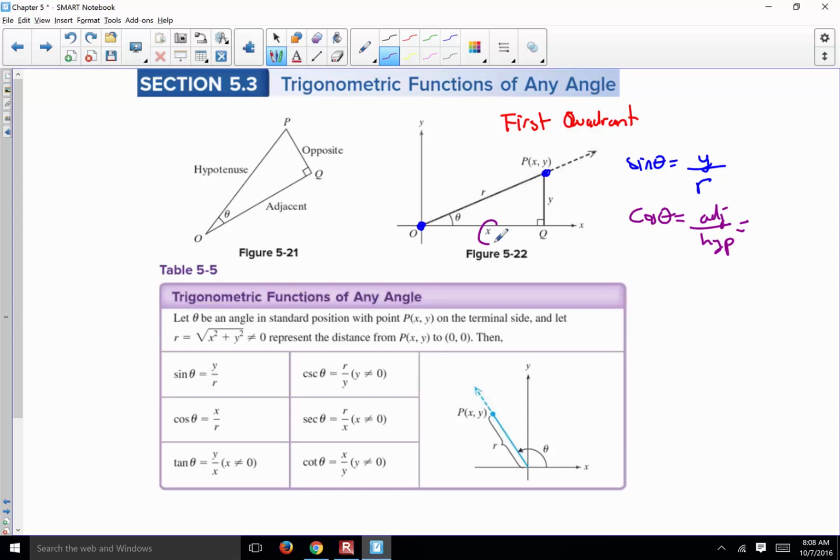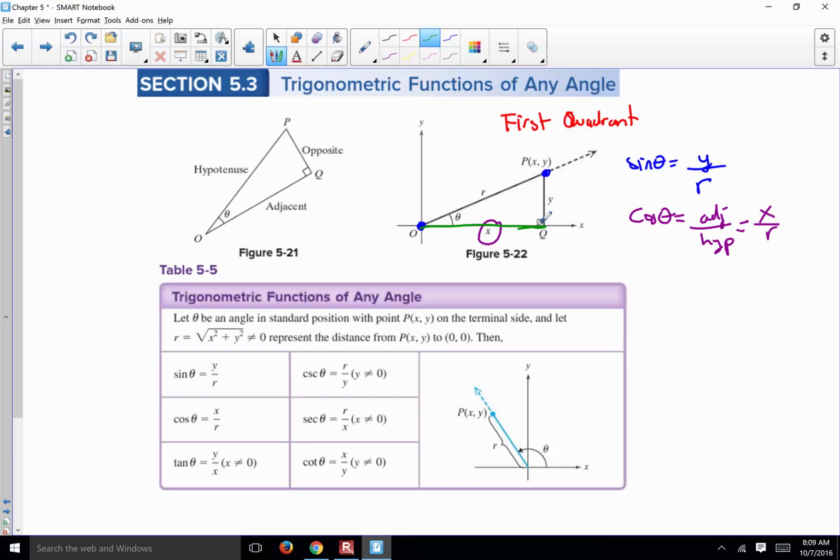It is x over r. And you can get pretty much everything else by this triangle. It's just flat, and the base of this triangle is on the x-axis. Look, the leg is on the x-axis. Tangent is y over x, because it's opposite over adjacent. Cosecant is hypotenuse over opposite. Secant is hypotenuse over adjacent this time, and cotangent is adjacent over opposite, x over y. So you can get everything fine here.